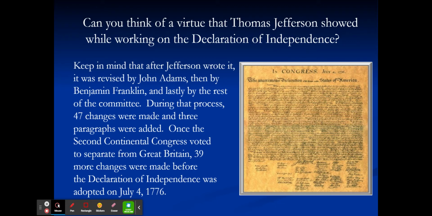86 changes. What virtue comes to mind as you think of Thomas Jefferson working on that, continuing to revise it? I know the virtue that pops in my mind: fortitude, right? Not giving up, keeping going. Wow.